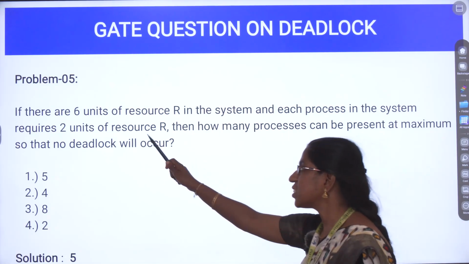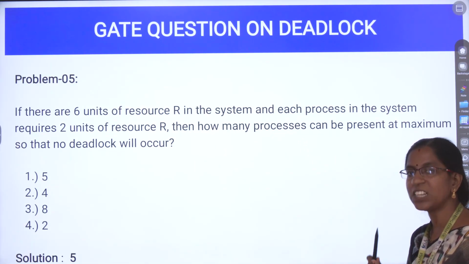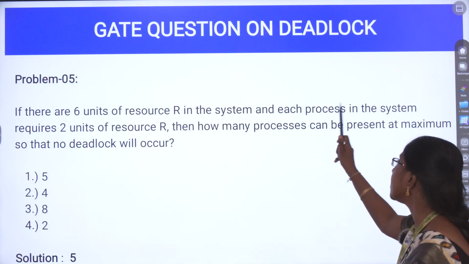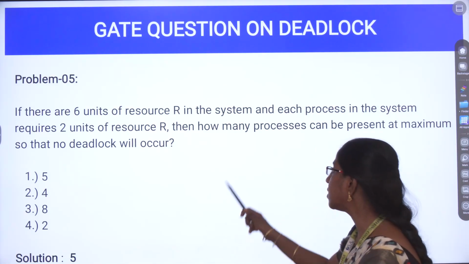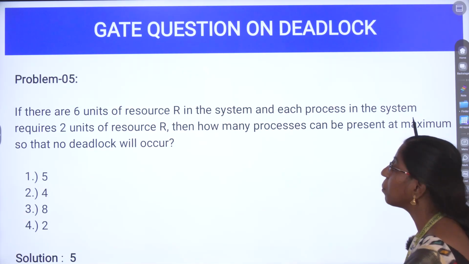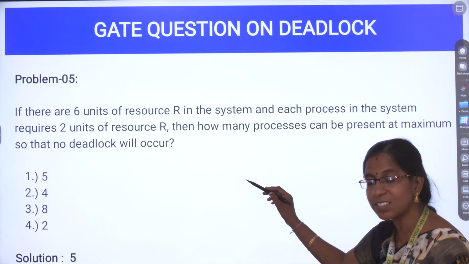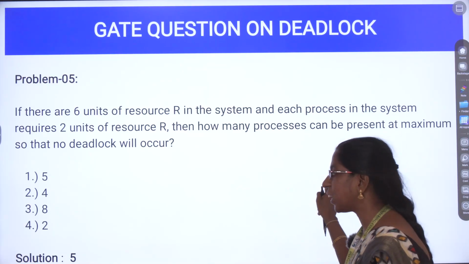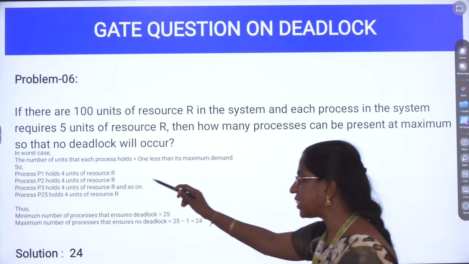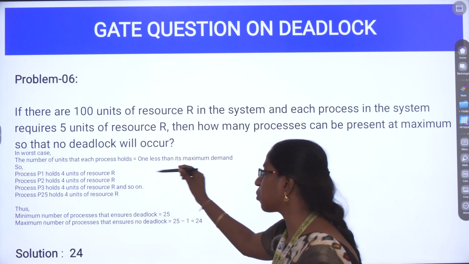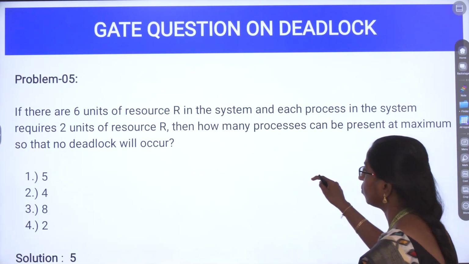If there are 6 units of resource in the system, and there are processes P1, P2, P3, P4, P5 and P6, each process in the system requires 2 units. Each process occupies 2 units. Then how many processes can be present at the maximum, so that no deadlock will occur? So in the worst case, consider the number of units that each process holds. Same problem here. You can take it like this.